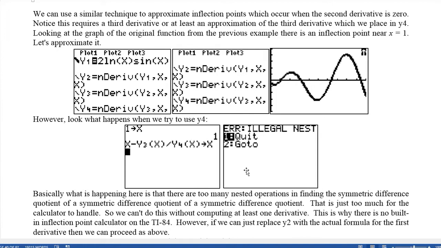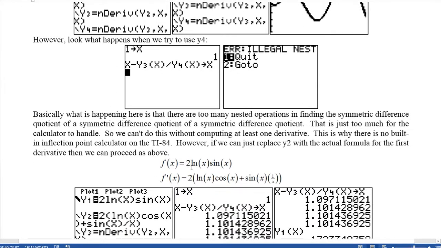However, all we need to do is just take one derivative and then we can actually figure this out. So if we could just replace one of these, say y2, with the actual formula for the derivative, not just a numerical derivative, then the calculator can handle a couple layers of these, but not 3. So if we could just actually replace that with the formula, then we can go ahead and do what we plan to do here, just like this. So let's go back and calculate the derivative.